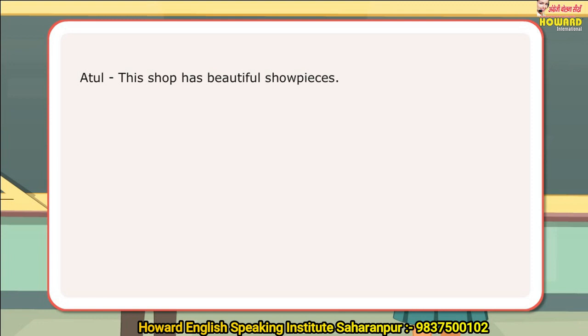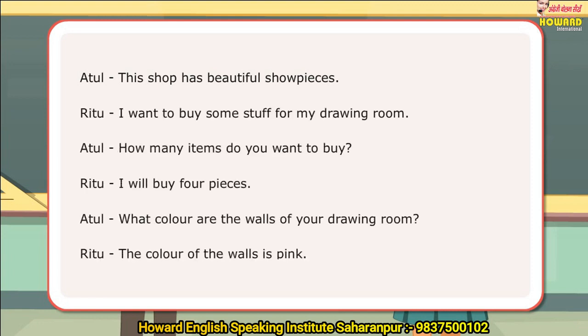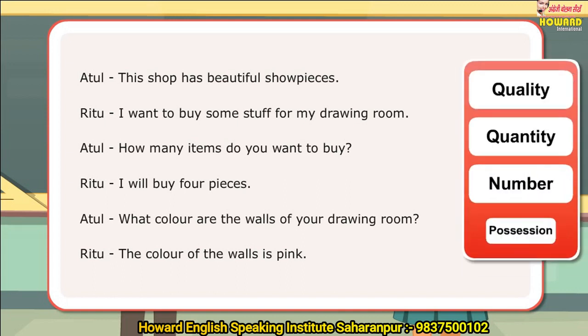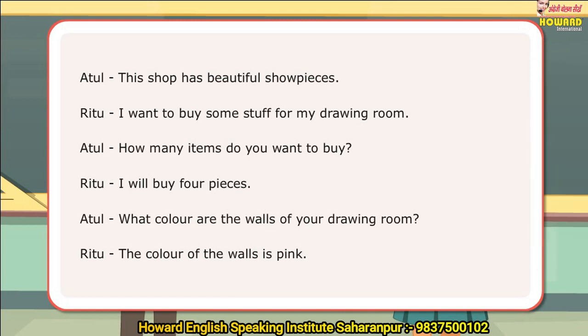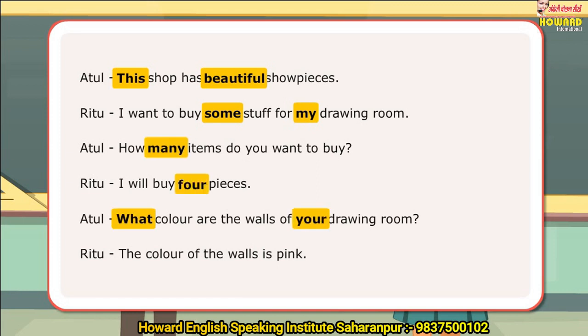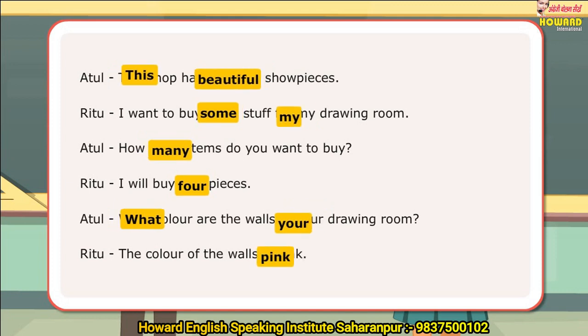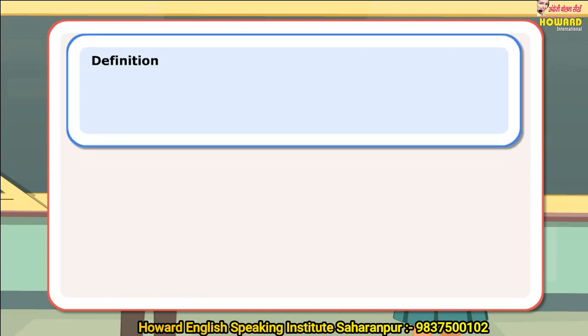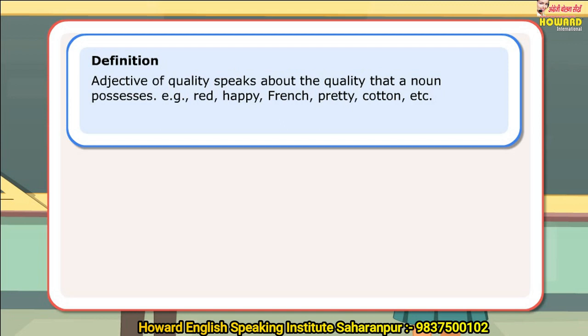In the conversation, Atul and Ritu have used different words to tell about the quality, quantity, number, possession about a specific or many objects. The words this, beautiful, some, my, many, for, what, your, pink are examples of different kinds of adjectives. Definition. Adjective of quality speaks about the quality that a noun possesses.